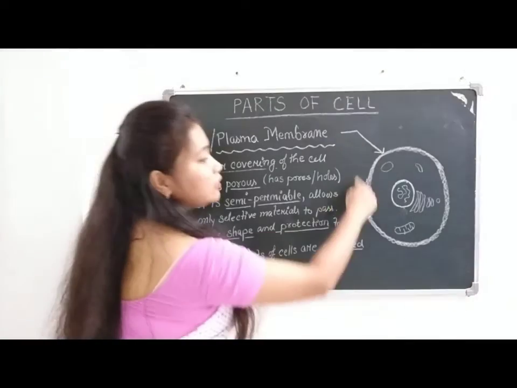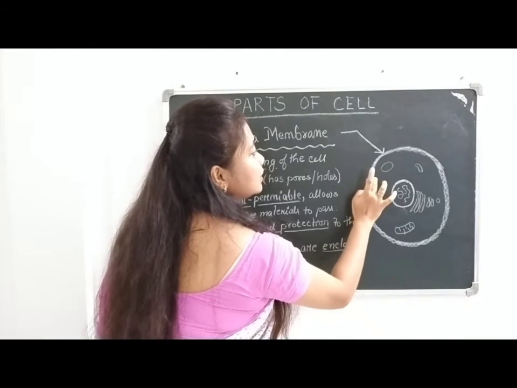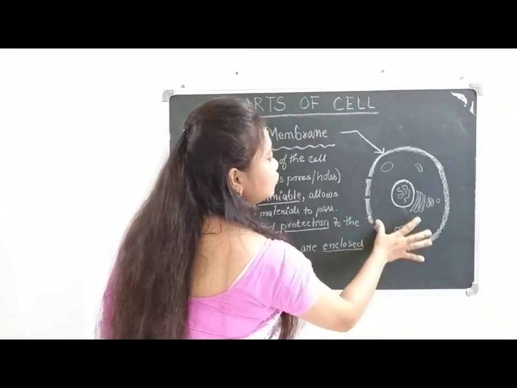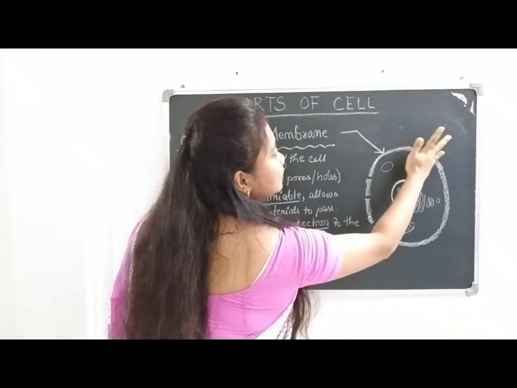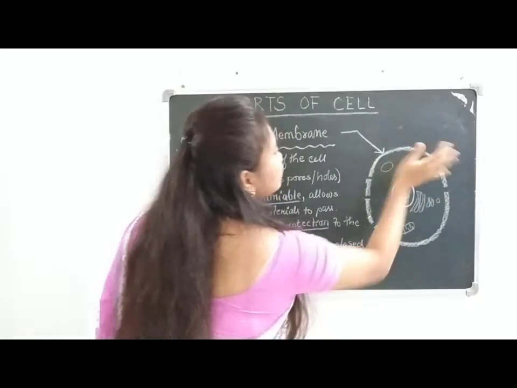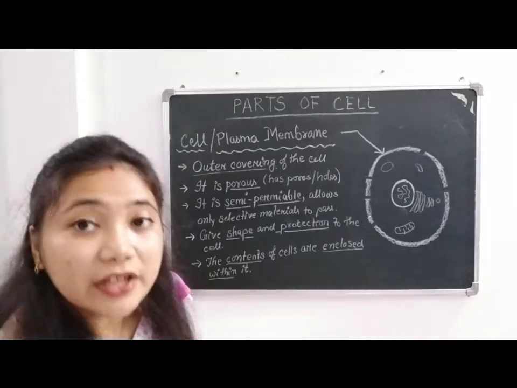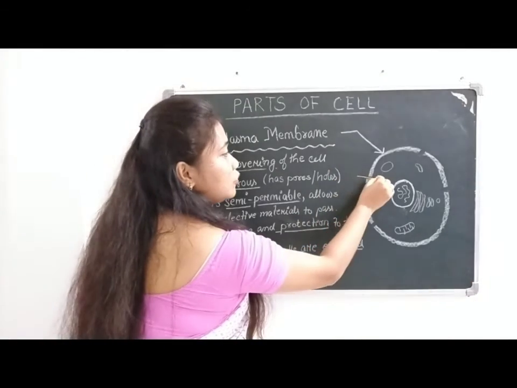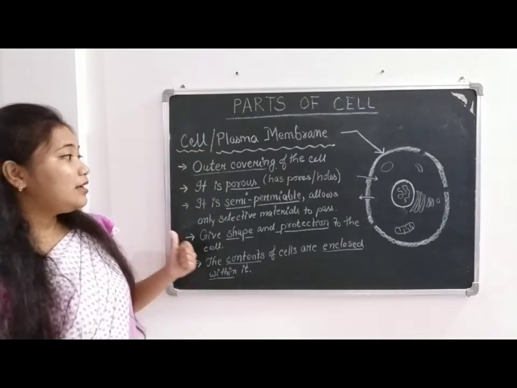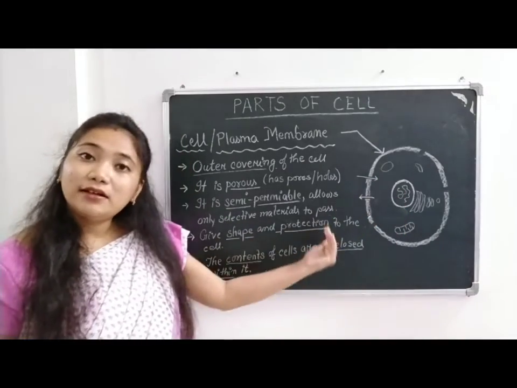So how will it look? It will not look continuous like this, but there will be pores here. That means there will be holes here which will allow substances to move in and out of the cell. So if I draw it like that, you see it will be porous. It will have tiny holes through which the substances can move in as well as move out of it. Now, not everything can move inside and not everything can come outside.